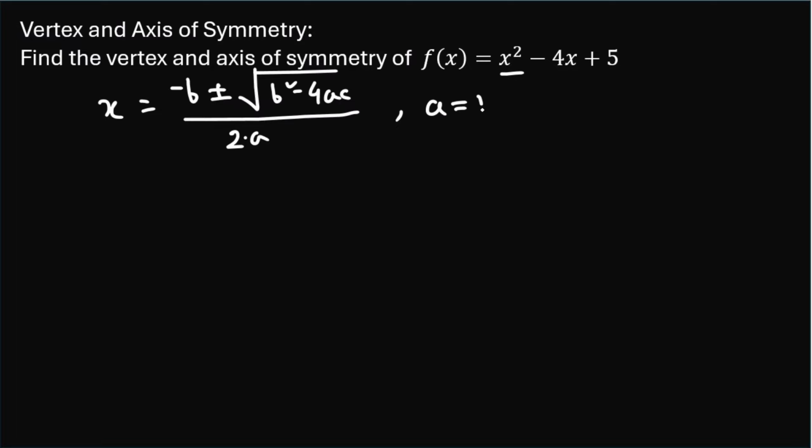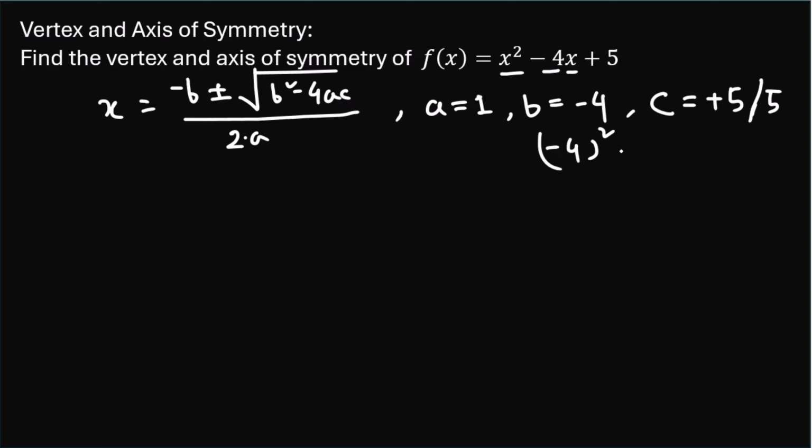So here a equals 1, and now b. Here the x coefficient is minus 4, so the value of b is minus 4, and c equals plus 5, or 5. You can write down 5. So here we need to put in the values. You can see b squared minus 4ac, so minus 4 to the power 2, minus 4 times a and c.